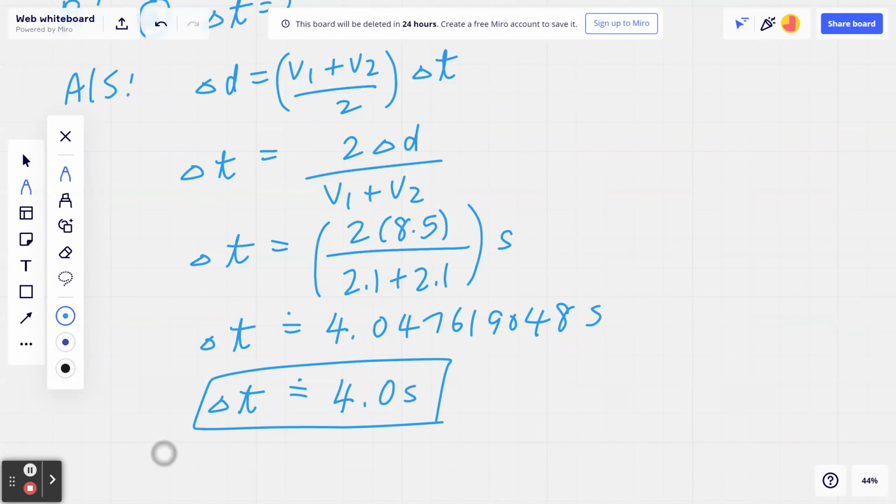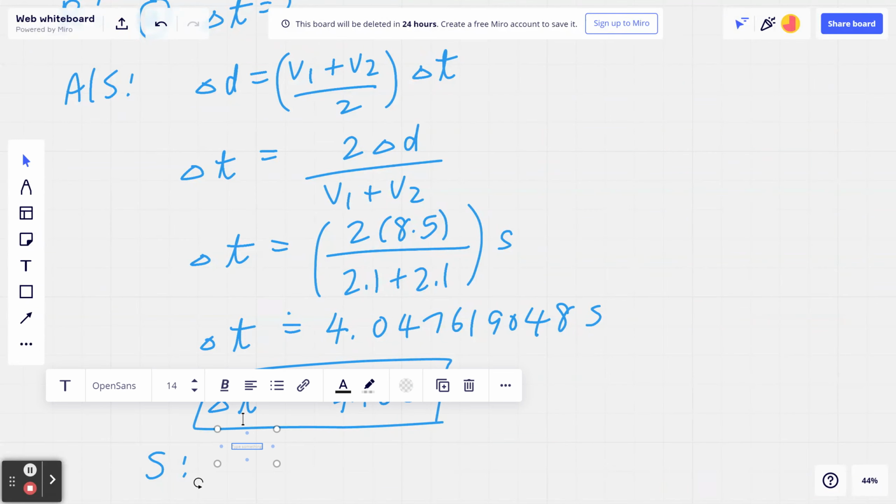Now, of course, you can write down a final statement. I'll leave that to you. But it's going to be, therefore, the time about 4.0 seconds.